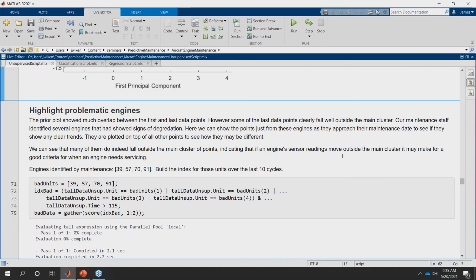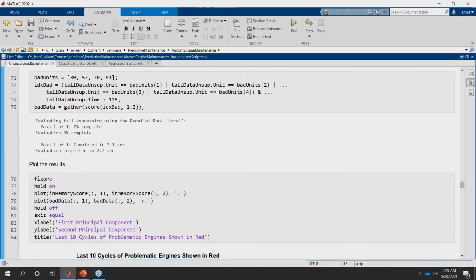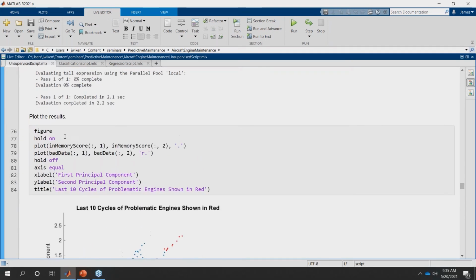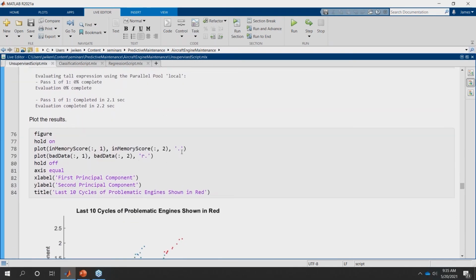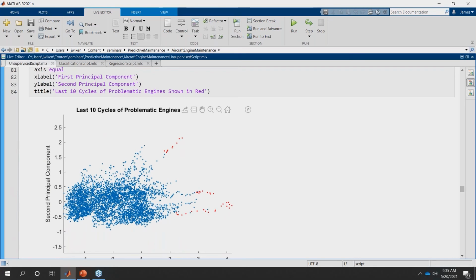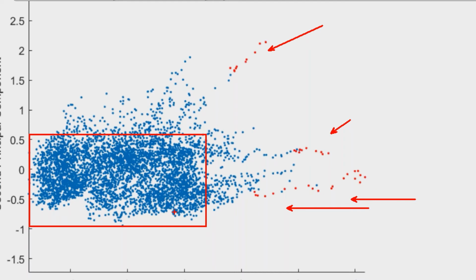and we can ask them, hey, which ones were the worst off? Which ones needed to be brought down for maintenance? And so they told us these four engines here, 39, 57, 70, and 91. So we'll just highlight the last 10 cycles of those particular engines. And we can see here that they're the ones that are the farthest out from this very dense region of points here.